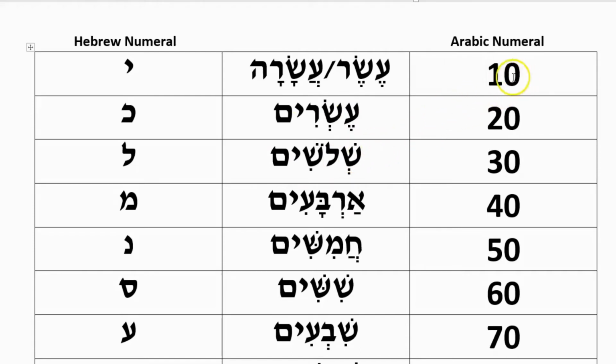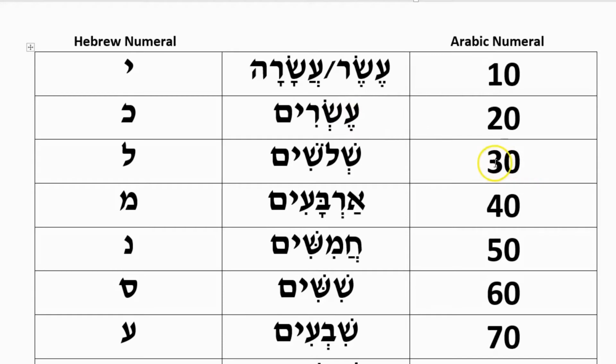The number 10 we've already had. It's Eser in the masculine and Asara in feminine, and it is written as a Yud. 20, Esrim, and it is written as a Chaf. So Esrim is just Eser, plural. It literally means tens, and the smallest amount of tens you can have is 2 tens, which is 20. So Esrim just means 20.